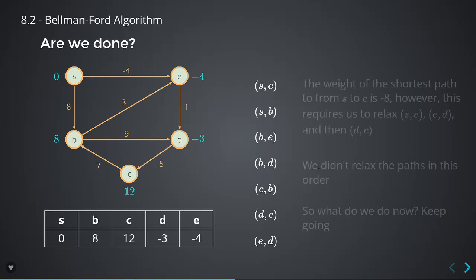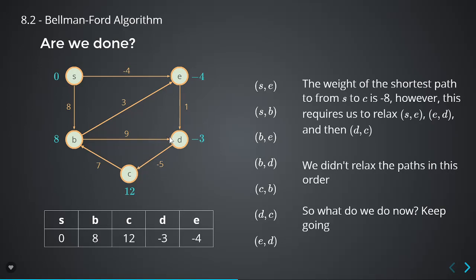And you don't see that here, right? Because in order to get -8, we would have to relax SE, followed by ED, followed by DC. But the order that we did the relaxation is the other way around, because we did SE, followed by DC, followed by ED. So that's why we still have it at 12. And this is why we're going to be doing this iteration again.